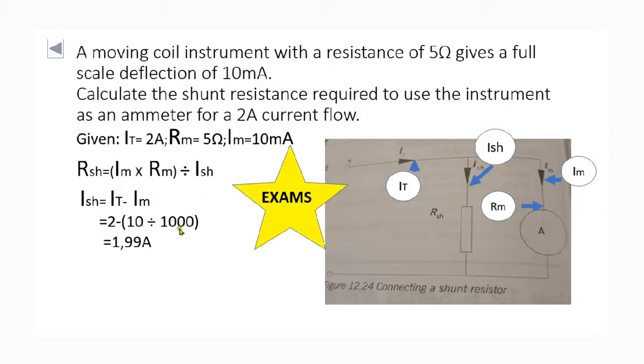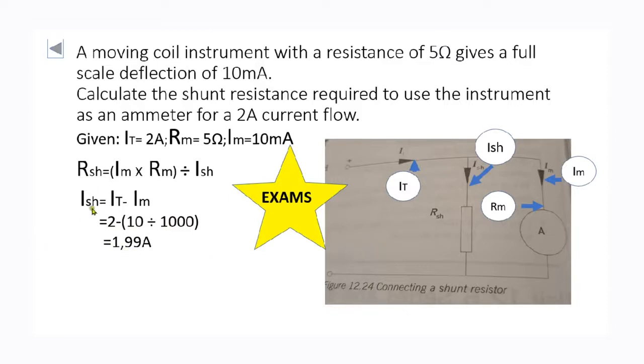But wait, why did I put 10 divided by 1000? The SI unit for current is not milliamperes. I need to bring it back to the base unit. The base unit is amperes. To convert milliamperes to amperes, I need to divide by 1000. And therefore you see 10 divided by 1000. And my answer is 1,99.